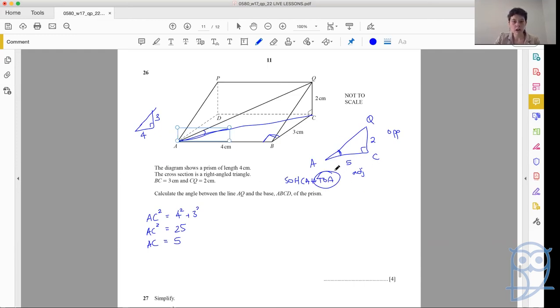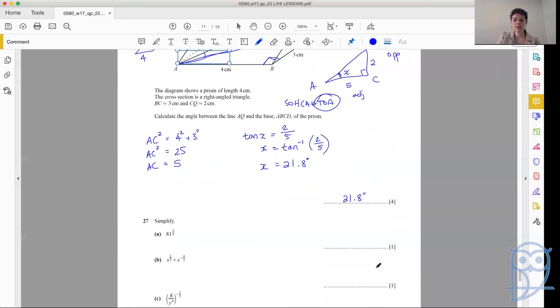So if we call our angle x, because we need something to call him, we can say tan x equals opposite over adjacent. So then x is going to equal tan to the minus 1, 2 over 5. And we plug that into a calculator. Can't do that in our heads. x equals 21.8 degrees. So the angle between the line AQ and the base ABCD is 21.8 degrees. We always give angles in degrees to 1 decimal place.